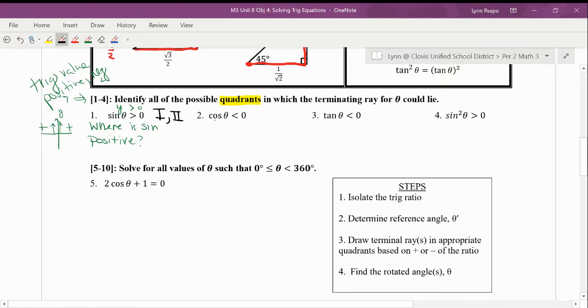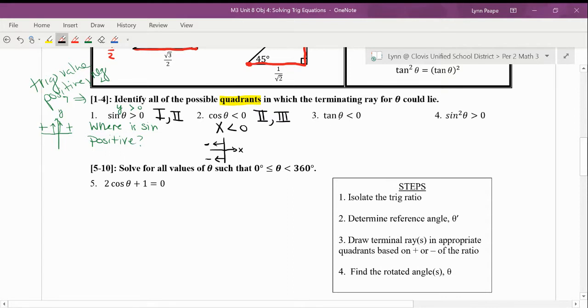Right here, this is asking for where is cosine less than 0. So where is cosine negative? And remember, cosine is the x value. So where will I have to head to get to negative values of x? This is my x-axis. Which way would I go to get to negative values of x? Well, I would head left. And so that means cosine would be negative on the left side over here. So that would be in quadrant 2 and quadrant 3.